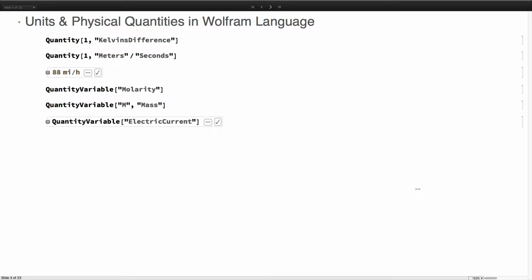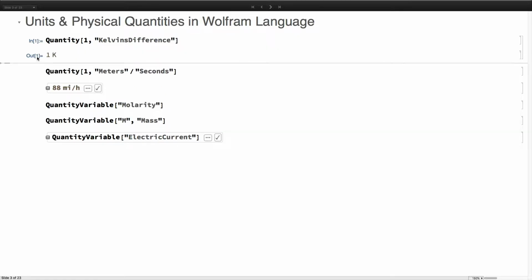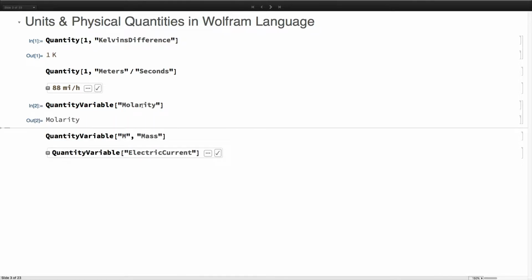So you can make quantities with just a magnitude and a unit, so 1 Kelvin's difference. And we have some nice formatting for all of those in terms of their typical abbreviations. You can use natural language parsing to get your quantities. And there's a similar framework for quantity variable. So there's an identifier, in this case M, and a physical quantity, mass. If you don't include an identifier, we'll just use the physical quantity itself as that symbol.